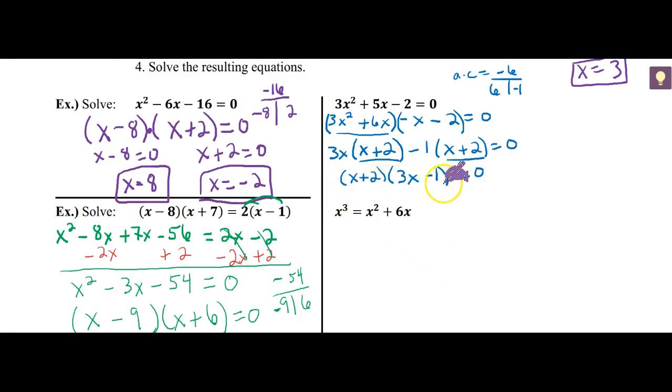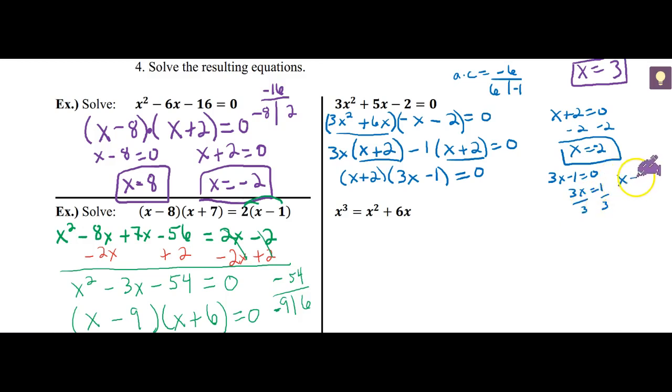Now that it's completely factored, I set each factor equal to 0. So x plus 2 equals 0, which when I solve it means x equals 2, or sorry, negative 2. And then same thing with that 3x minus 1, I'll set equal to 0, add 1 to both sides, divide by 3. So x equals a positive 1/3. And those are my two solutions.